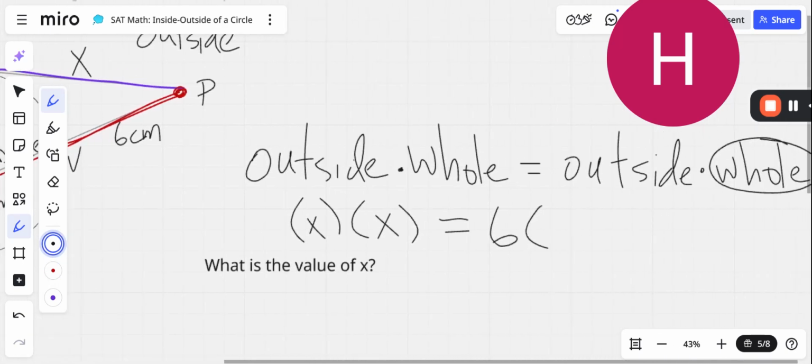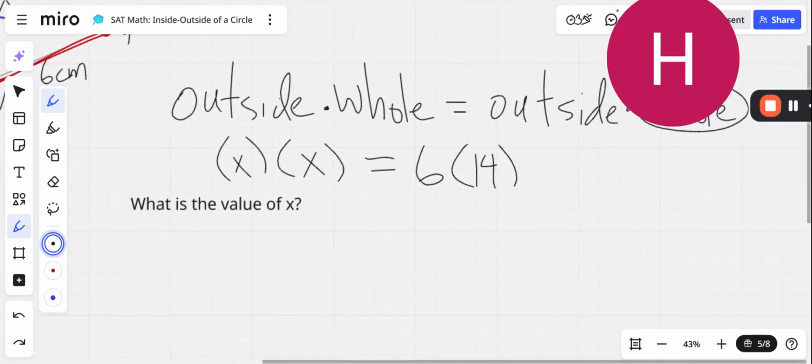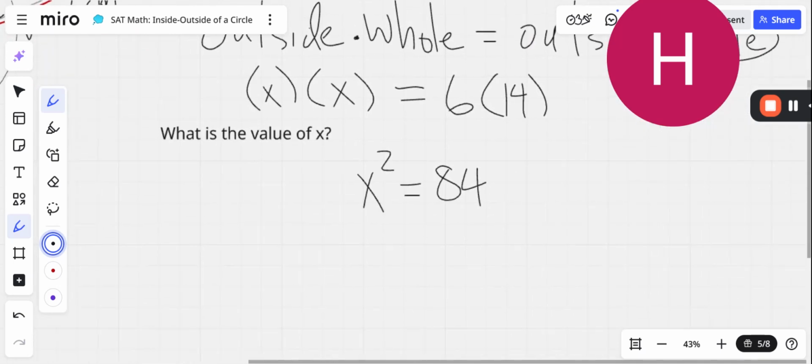And the problem would be a lot more complex if the missing value x were one of these lengths. Like if one of these were missing and we had this tangent length, the problem would be a little bit more difficult. So this is a pretty easy equation to solve, right? X times x is just x squared. 6 times 14 is 84. So we need to take the square root to solve this.